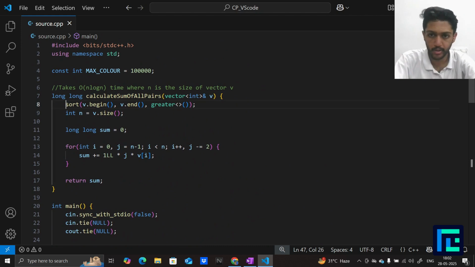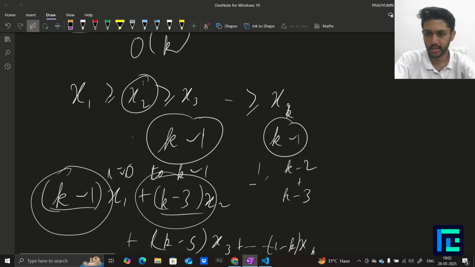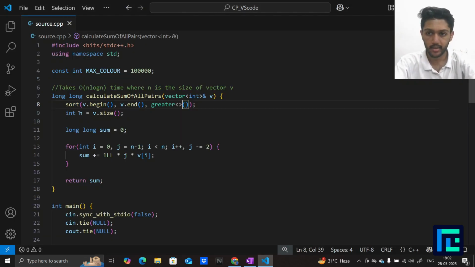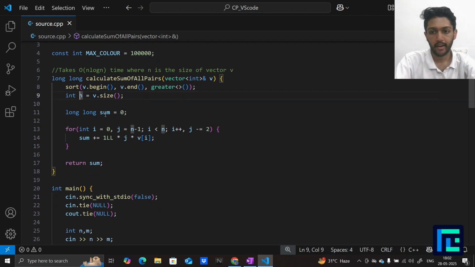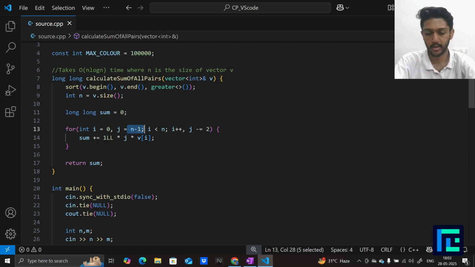So first we just reverse sort this, sort with greater, so that we have the reverse sorted thing right here, x1, x2, x3 in decreasing order, right? And then int n equal to v dot size, or like we had k as v dot size, and long sum equal to 0. For int i equal to 0, j equal to n minus 1. So I have two variables. First to iterate through the array, and second is the multiplier. The multiplier is like k minus 1 first, then k minus 3, then k minus 5, and so on. So this j starts with k minus 1.